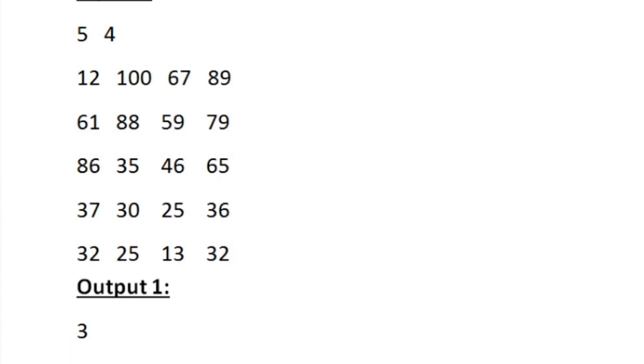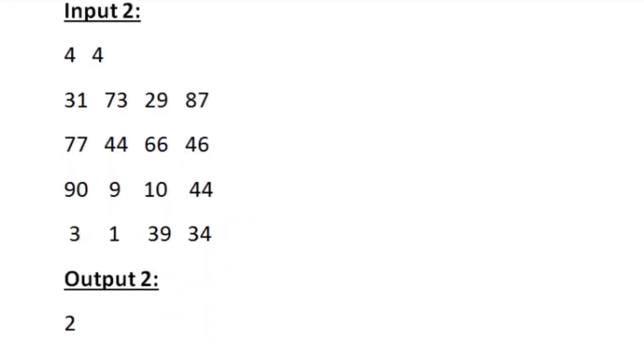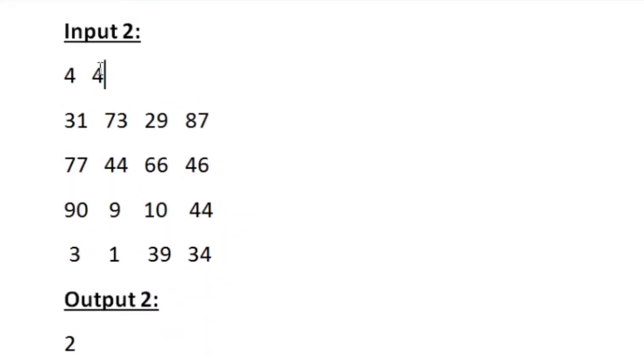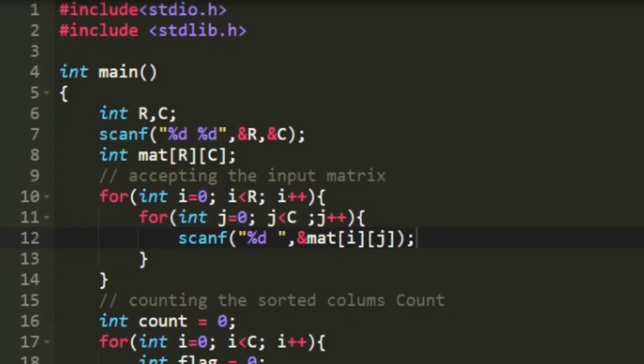Now let us see our sample input 2. So here we are given a 4x4 matrix as input, and here out of these 4 columns only the second and fourth column are sorted in descending order. So our output is 2. Now let us see how to write a C program for this. This is the program I have written.